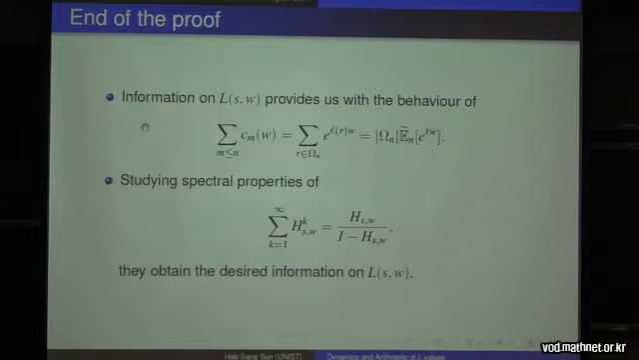Okay, now what we get. So information on LSW provides us with some behavior of this partial sum of this coefficient. And you see, in this case, this is basically an average of sigma n. So the result becomes omega n. So it's an average over omega n. So that's why they are able to prove the conjecture for omega n, not the sigma n.